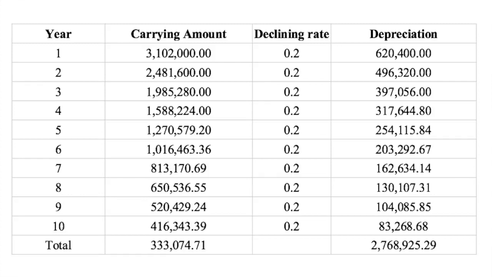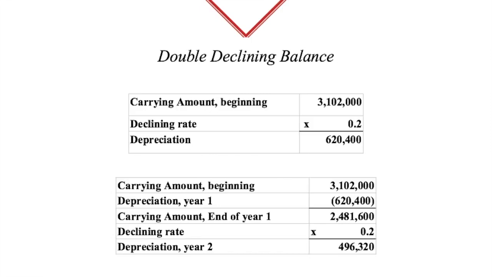This is the schedule for the double declining balance. Notice how the total depreciation does not add up to the depreciable cost since it did not account for the salvage value. An accountant may depreciate the asset to its salvage value at the end of its useful life. The carrying amount at the beginning of the year multiplied by the declining rate of 20% gives us the annual depreciation for year 1 of 620,400.